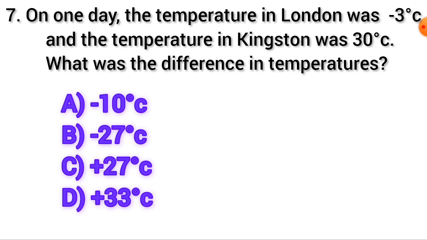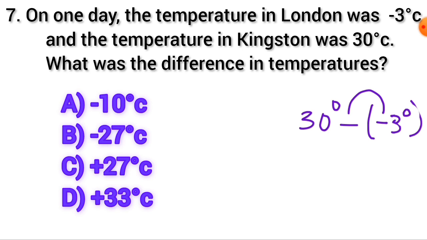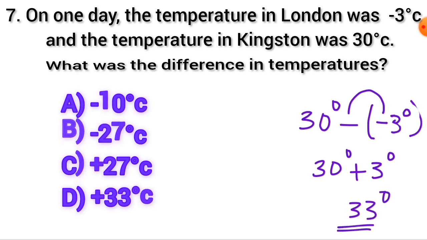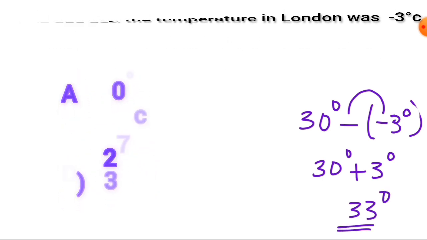Now let's see the solution. In the given question, they are asking the difference. Difference is nothing but subtraction. So in Kingston, the temperature was 30 degrees. Then in London, the temperature was minus 3 degrees. Minus times minus is nothing but a plus. So 30 degrees plus 3 degrees, which gives 33 degrees. The correct option is 33 degrees. Let's go for the next question.